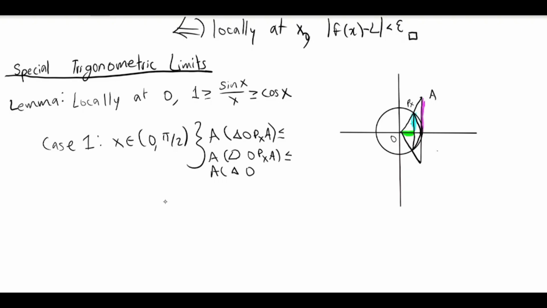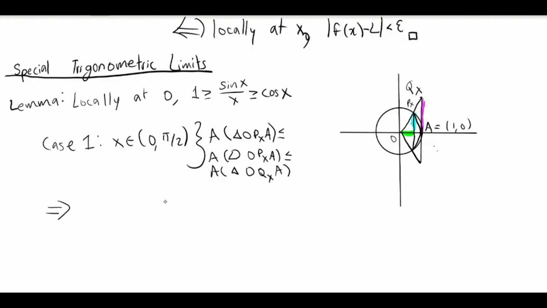Triangle OQx, which we're going to call this Qx, and I should say that this is going to be our A, which is (1, 0), AQx, and that is our area. So this is for case 1.